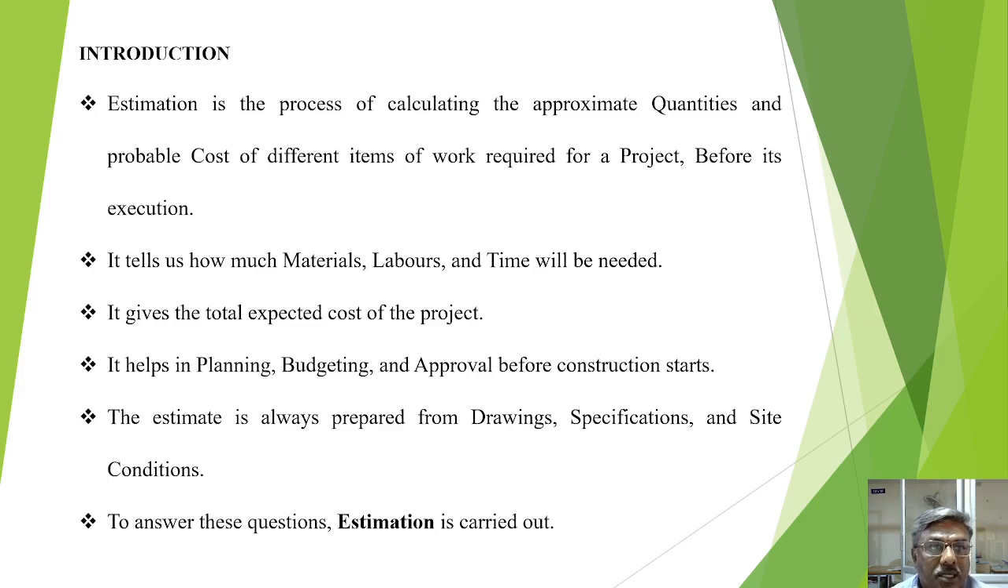Introduction to estimation. Estimation is the process of calculating approximate quantity and probable cost of the different items of work required for the project. What does it mean? Different items of work. For example, for a residential building: first work is earthwork excavation, PCC, plain cement concrete, and RR masonry, random rubble masonry, footing, basement, and brickwork in superstructure, lintel concrete, roof structures, handrails. These are different items of work in project works.